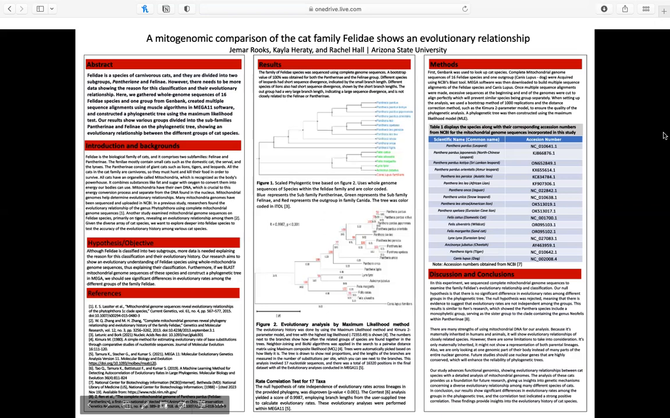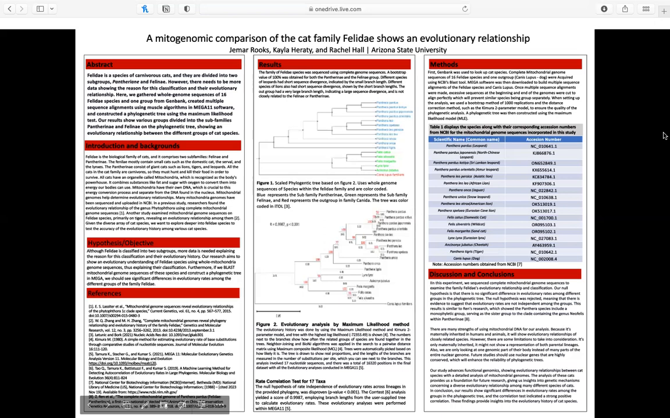When setting up the analysis, we used a bootstrap method of 1,000 replications and a distance correction method, such as the Kimura two-parameter model, to ensure the quality of the phylogenetic analysis. A phylogenetic tree was then constructed using the maximum likelihood model. Table 1 below displays the species along with their corresponding accession numbers from NCBI for the mitochondrial genome sequences incorporated in this study.